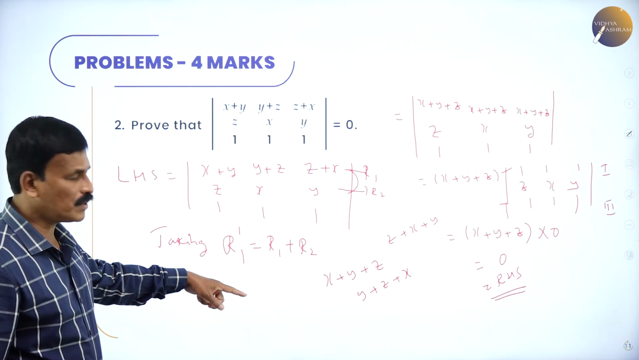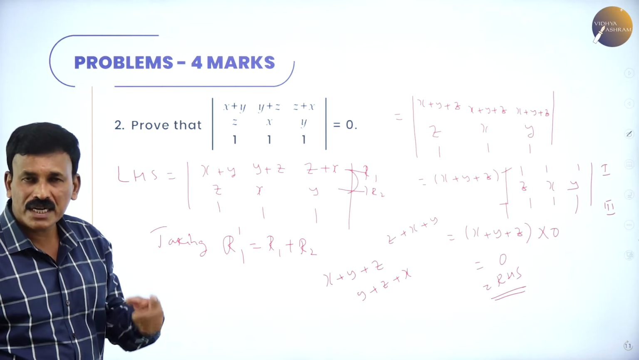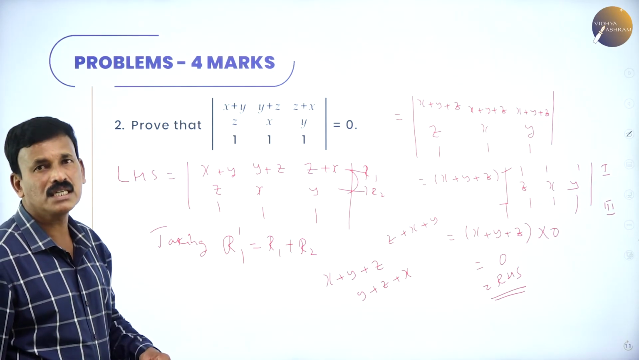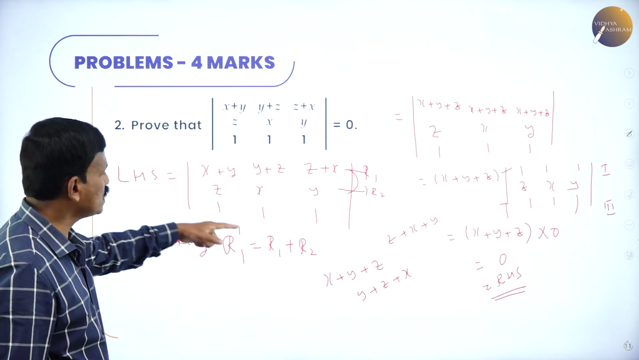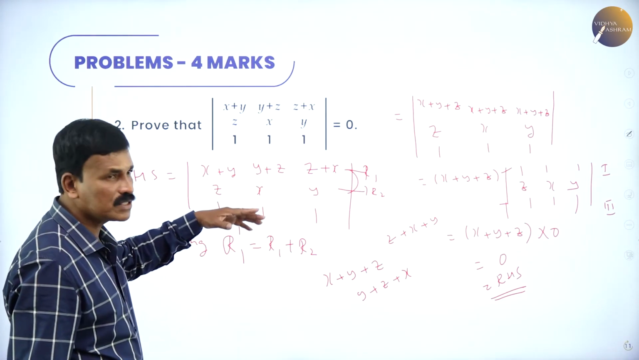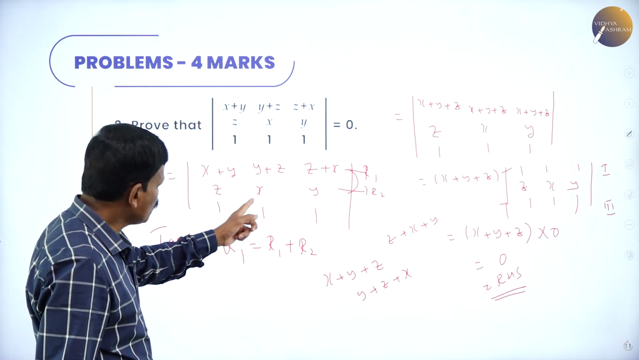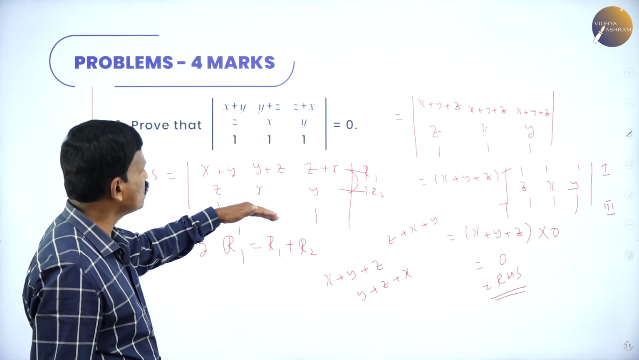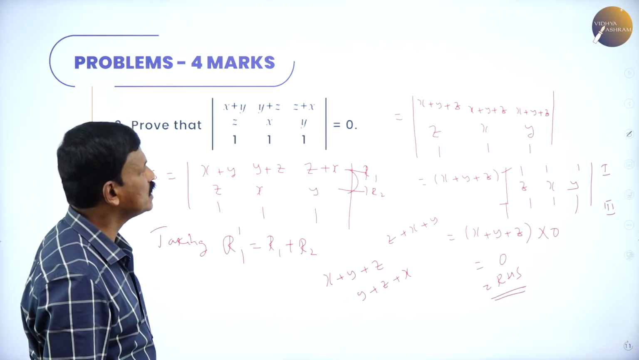How to use the property R1 dash is equal to R1 plus R2. Don't get confused. We are adding the first element of R1 and first element of R2, the second element of R1 and second element of R2, the third element of R1 and third element of R2, like that. It may seem you are adding like a column. No, we are adding the first element of row 1 and row 2, like that. x plus y plus z, y plus z plus x, z plus x plus y. So you will get x plus y plus z, x plus y plus z, x plus y plus z.